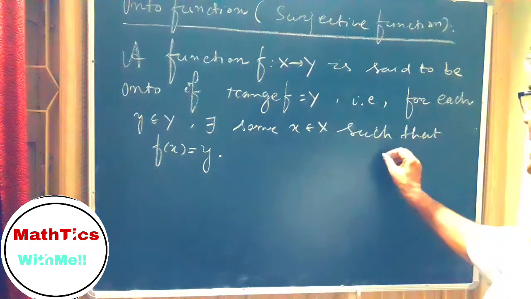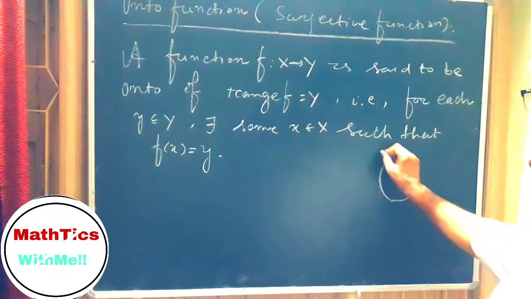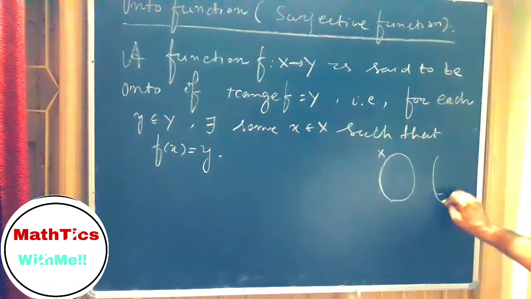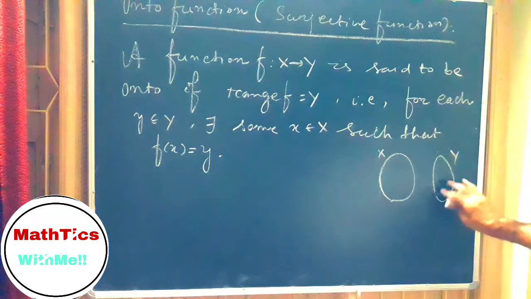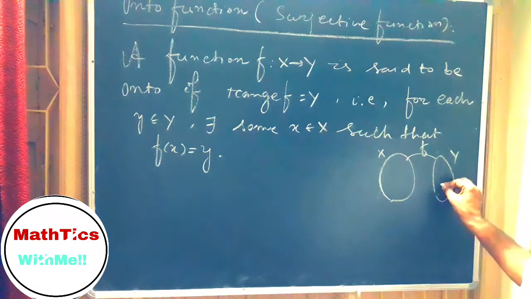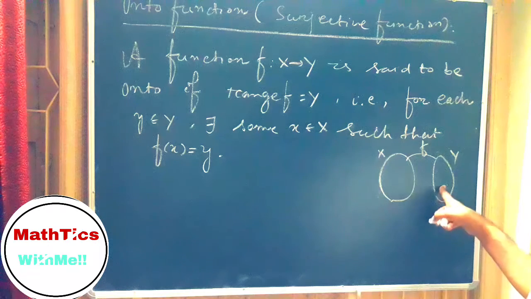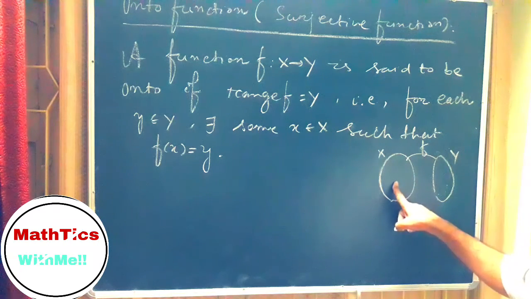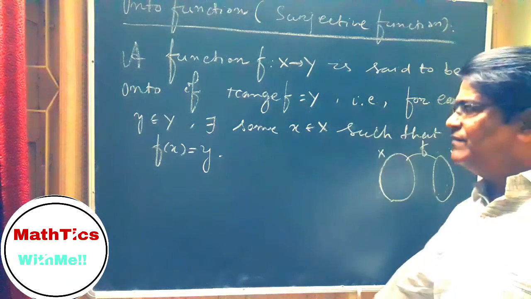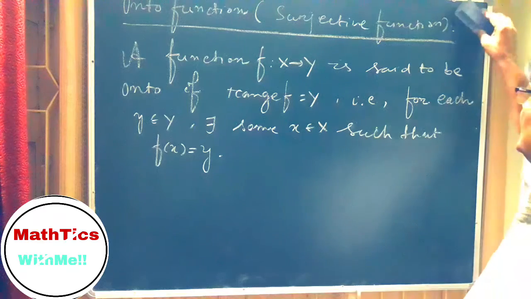That means if f is a function from X to Y, suppose this is your set X and this is the set Y, and f is a function from X to Y. Then for each and every element of second set Y, you must have some images in the first set X. Then only the function will be termed as an onto function or surjective function.